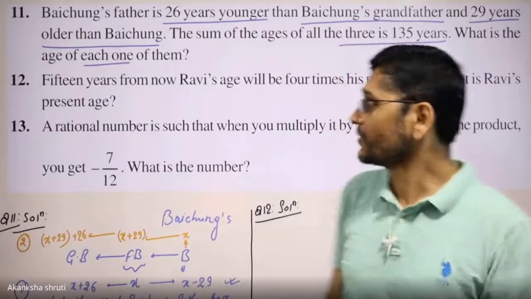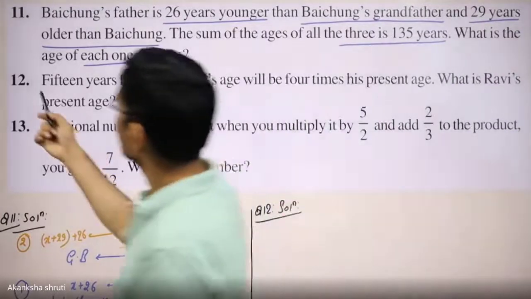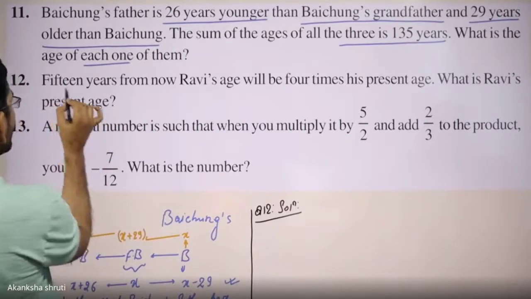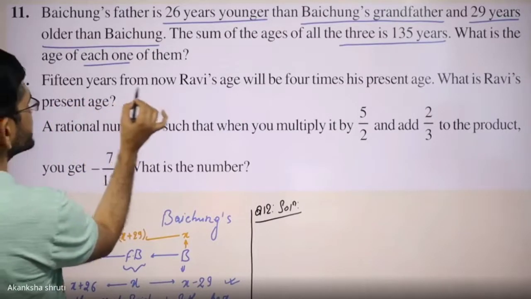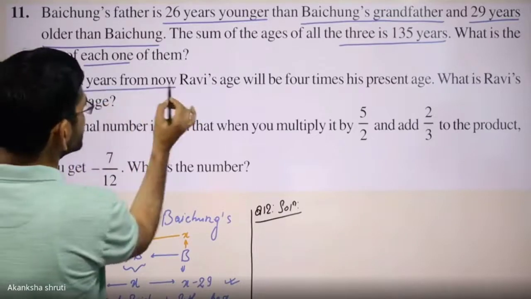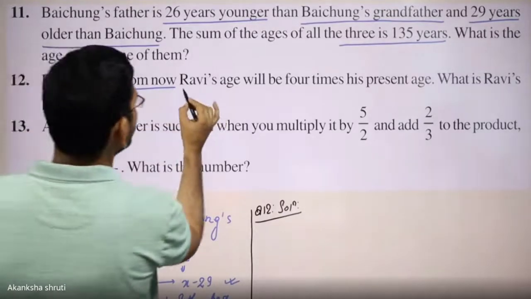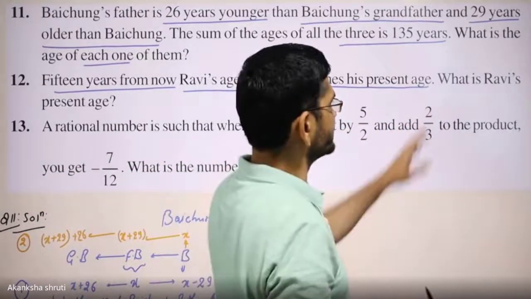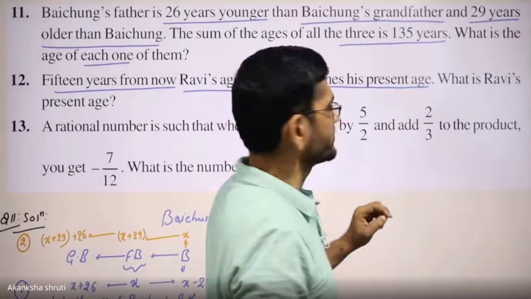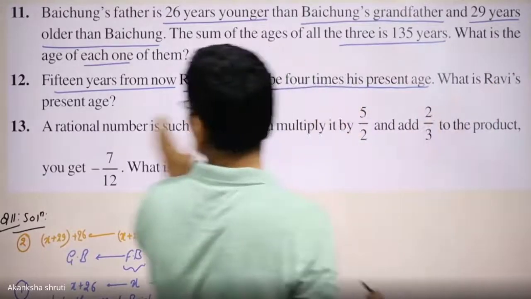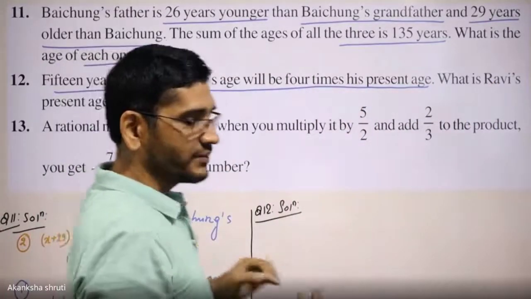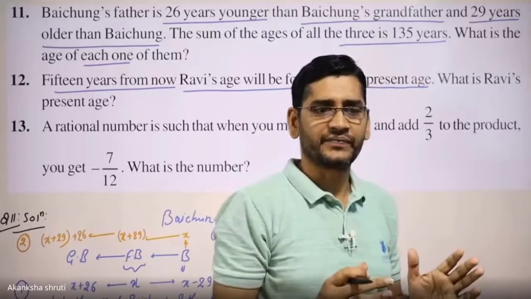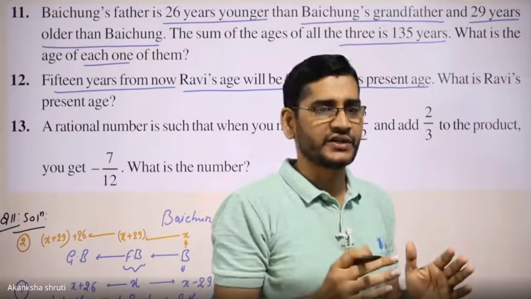Now let us come to question number 12. In this question number 12, 15 years from now, this is the one statement: Ravi's age will be 4 times his present age. This is the statement. What is Ravi's present age? Means the present age, whatever it is, we consider that as X.